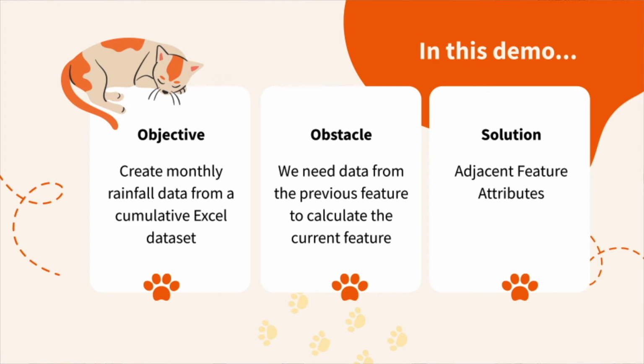So we've got some rainfall data. It's in an Excel data set, and it's cumulative. So every month we're adding up the records together. What we actually want is just the monthly totals. We don't want this cumulative data in our result. So we're going to turn on this feature and try it out. Let's go to FME.